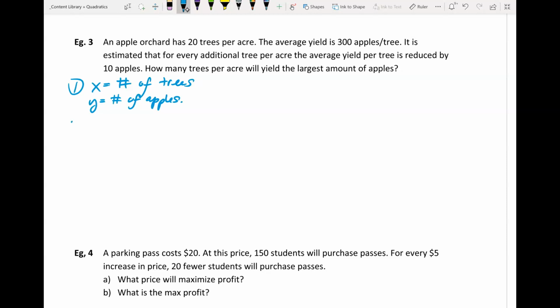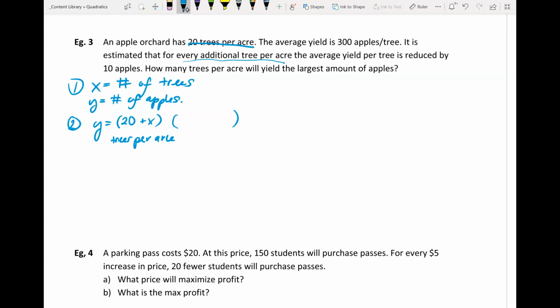Then our next step is to create the equation. So if we just think about the trees per acre, it says we're going to have 20, but we could also increase that amount of trees. It says it's estimated for every additional tree per acre, the average yield is going to reduce. So if we just focus on the trees per acre, we have 20 trees per acre, and then we can add each additional one.